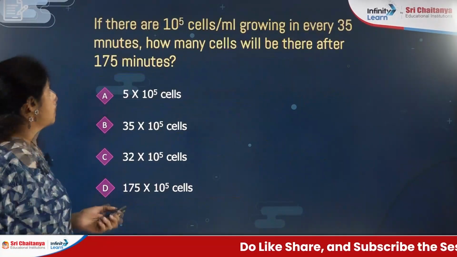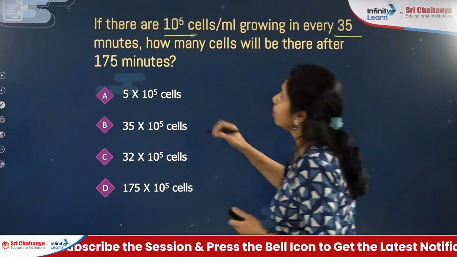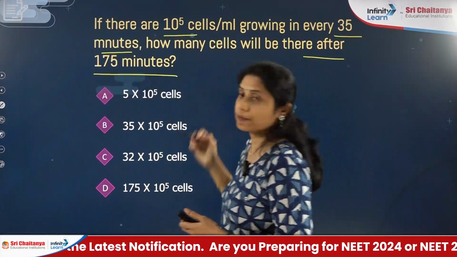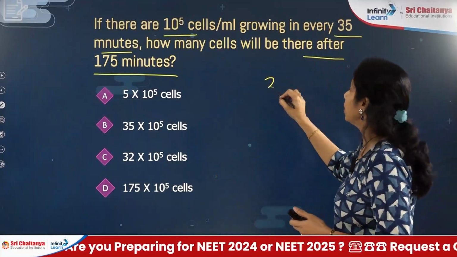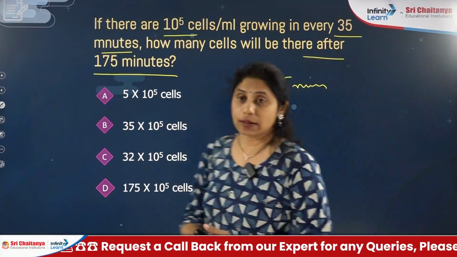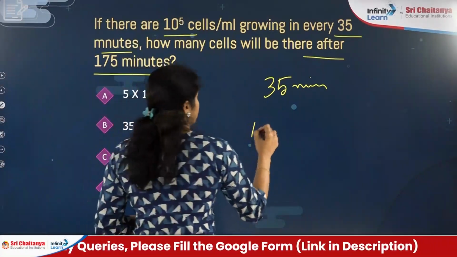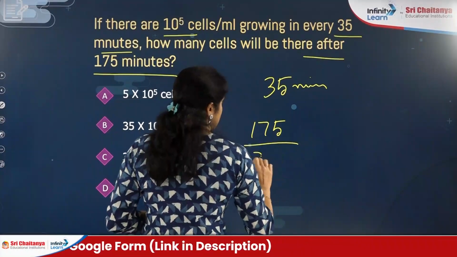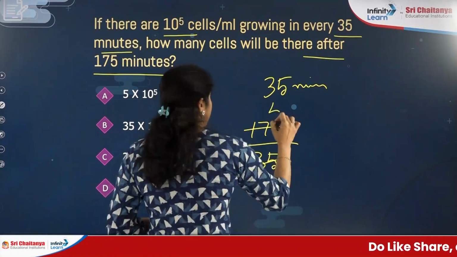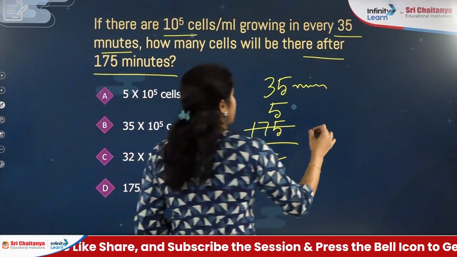Next one. If there are 10 power 5 cells per ml growing every 35 minutes, how many cells will be there after 175 minutes? Basically, every 35 minutes the cells multiply, doubling each time. So in 175 minutes, how many cells will be there in the medium? 35 minutes means how many times will it divide in 175 minutes? 5 times is the answer.